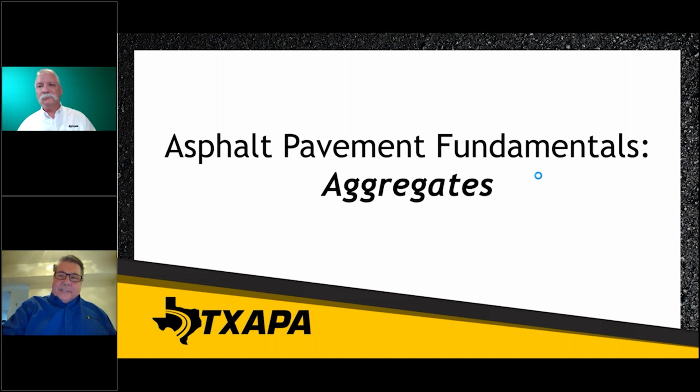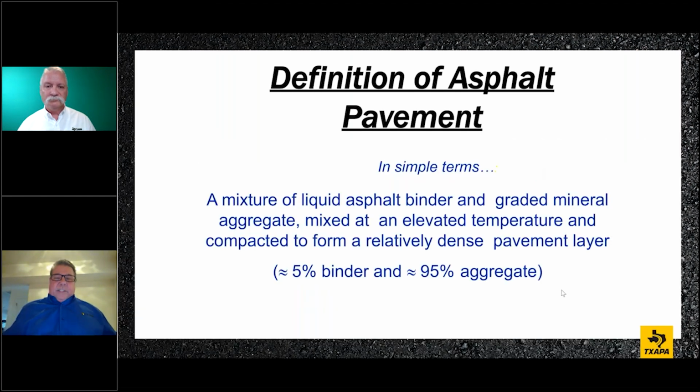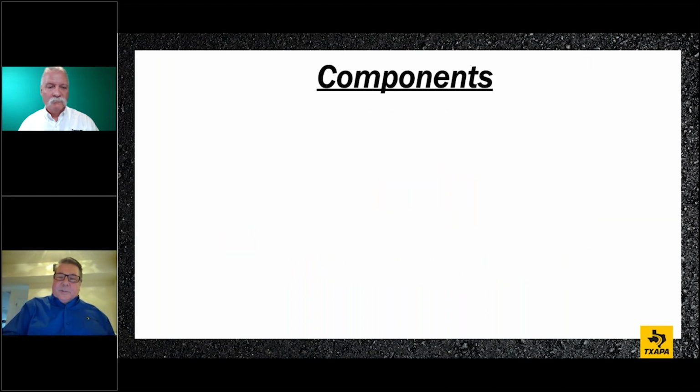So with that being said, the definition of asphalt pavement is pretty basic, everyone. This is pretty simple to do. It's just a mixture of liquid asphalt binders and graded aggregates mixed at an elevated temperature and compacted to a uniform pavement layer density. So essentially we have aggregate and we have binder, liquid binder. Sounds pretty simple, just like the gas and the spark.